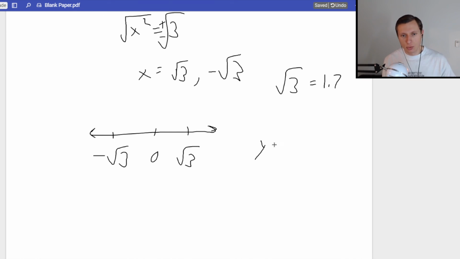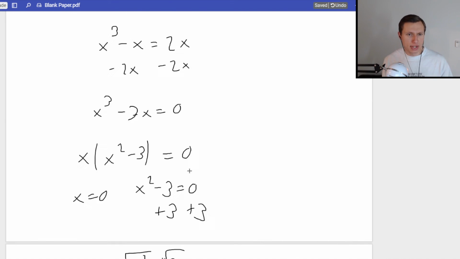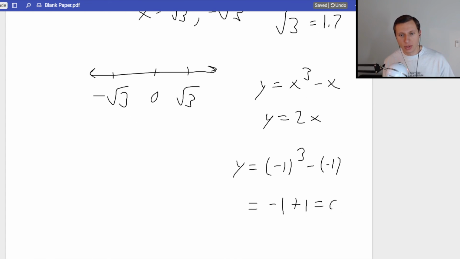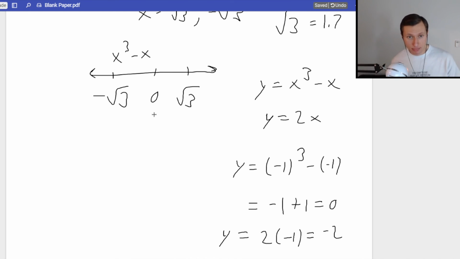So again, the functions are y equals x cubed minus x and y equals 2x. First, let's plug in negative 1. So y equals negative 1 cubed minus negative 1. That's going to be negative 1 plus 1, we get 0. For y equals 2x, we get y equals 2 times negative 1, which is negative 2. Which function's more positive? It's x cubed minus x. X cubed minus x is on top for the region between negative root 3 and 0. Again, this has 3 intersection points, which means I'm going to have 2 integrals, 2 areas to add together.